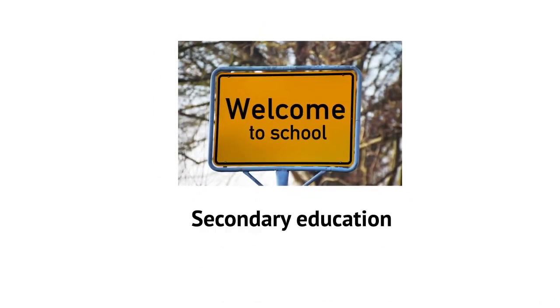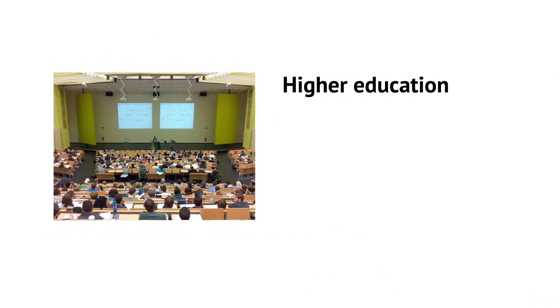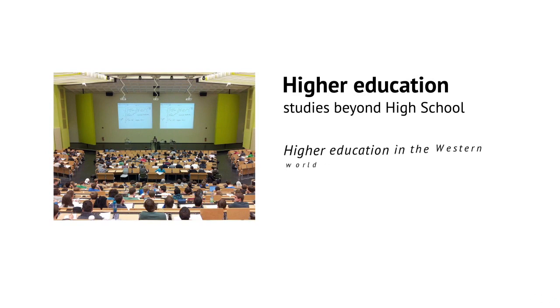Secondary education. Traditionally, in the U.S., secondary education refers to school studies, grades 9 to 12, and culminates in a high school diploma. A typical next academic milestone is what is called higher education. Higher education is studies beyond high school. Example: higher education in the Western world is usually voluntary. Note: in some countries, the term tertiary education is used instead.